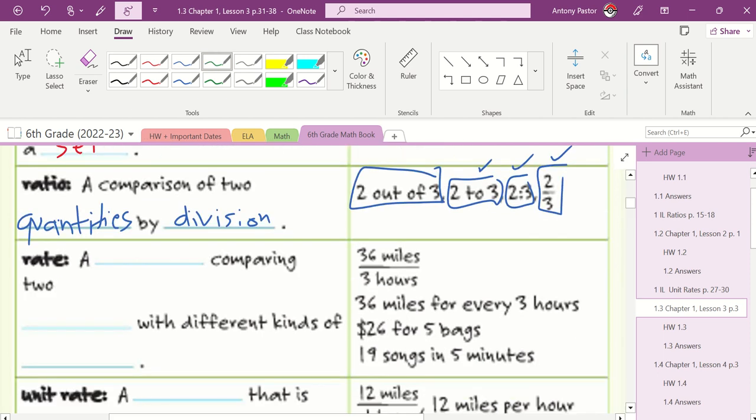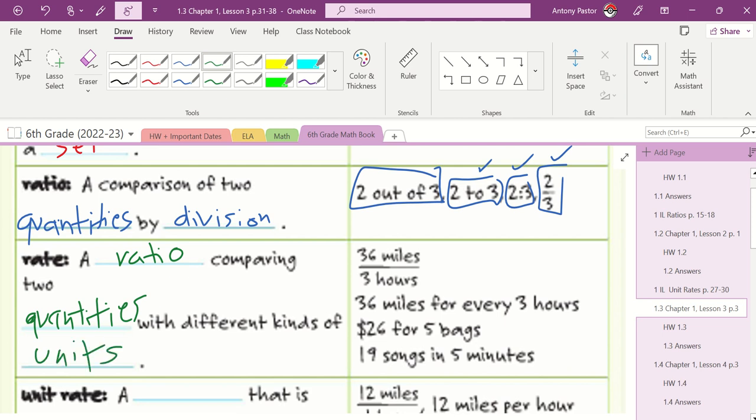A rate is a ratio comparing two quantities. It will not let me write today. There we go. Comparing two quantities with different kinds of units. Oh my goodness. There we go.